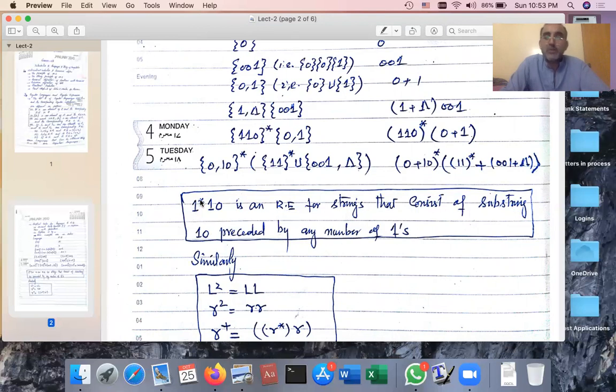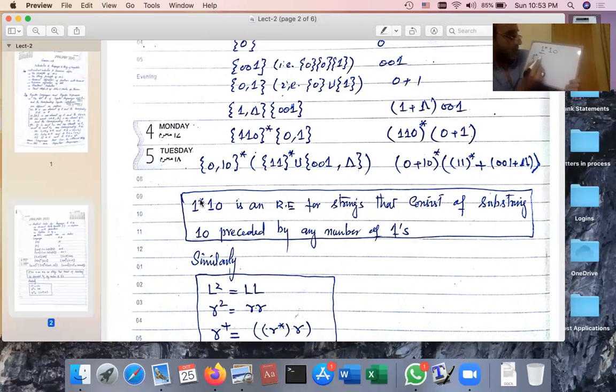Here 1 star means I can produce null, I can produce 1, then I can produce 11, I can produce triple 1, and so on. Sometimes a teacher feels that it is better to represent something on the board. So for example, here 1 star and then 10. This is a regular expression. And what is this one star representing?